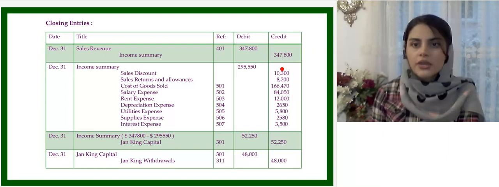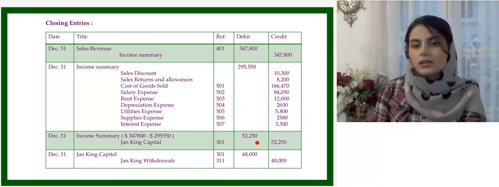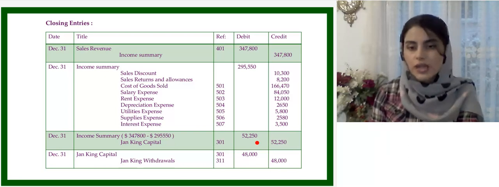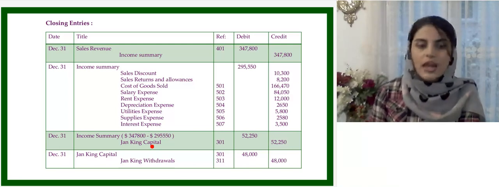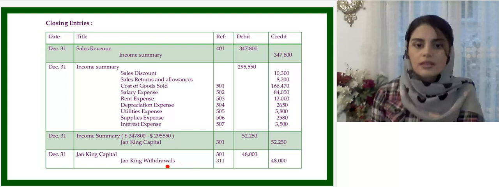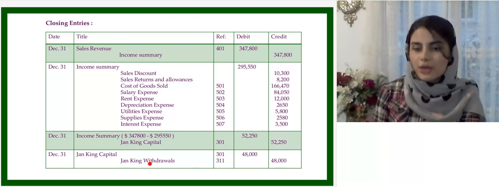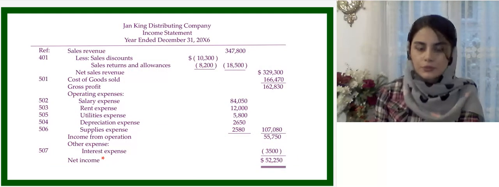After that, the next entry should be closing the income summary. We have the income summary here credited this amount and here debited. So if we minus these two, it will be 52,250. We should close it with the capital, Janking capital. After that, the last entry should be closing the withdrawal account. The withdrawal amount was $48,000, so we should close it with Janking capital.